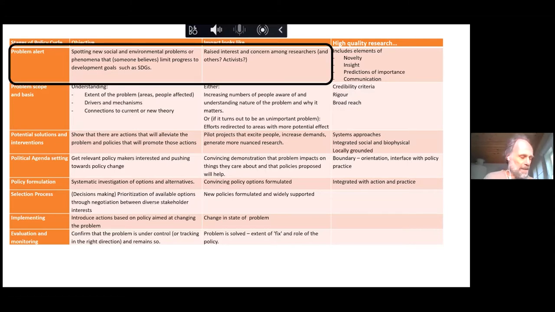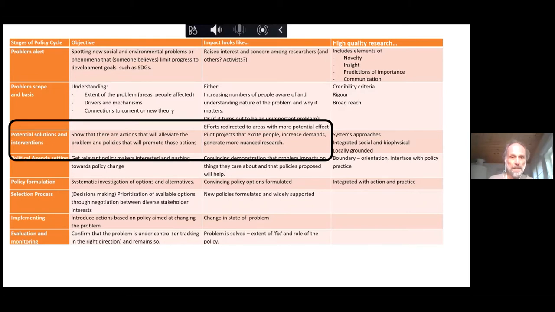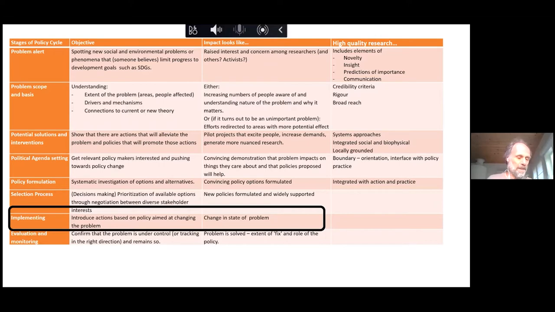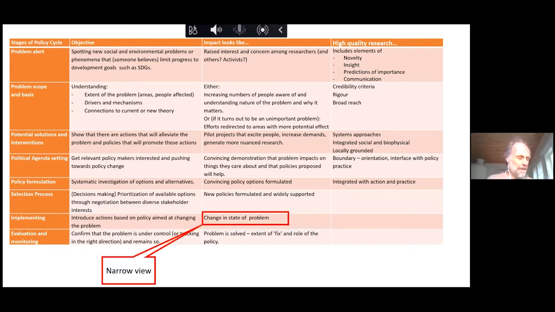For example, the objective of the first step is raising a flag about a new issue of potential public importance. The impact occurs when we manage to raise interest and concern among researchers or others. As we go further down the table, the nature of impact changes at each step. Step three concerns possible interventions or solutions, and impact means maybe demonstrating that they work. And somewhere near the bottom, we have the conventional view of impact as changing the state of the problem. That narrow view is the current standard for many people demanding evidence of impact.